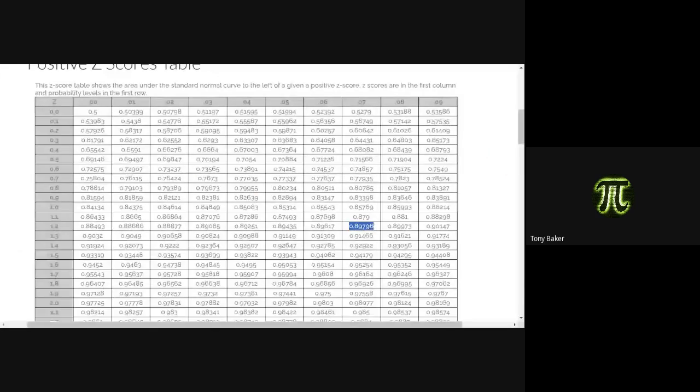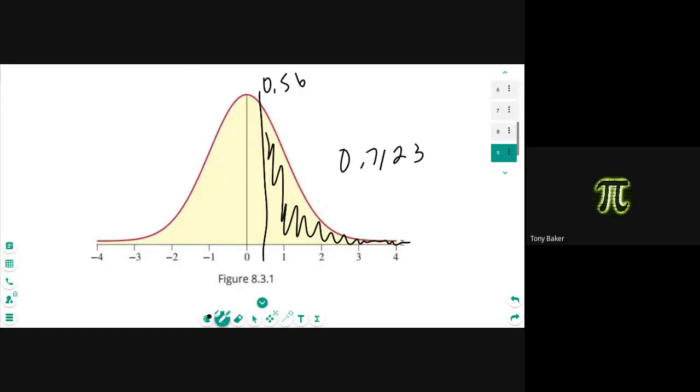So 0.56, let's look for that one. So, yeah, 7122, and yours is 7123 or 7123, right? So 0.7123. I'll round to four decimal places so everybody's in the same spot. All right, so does that look like it's going to be 0.7123?